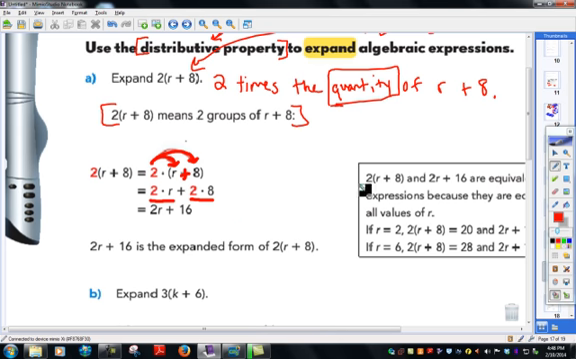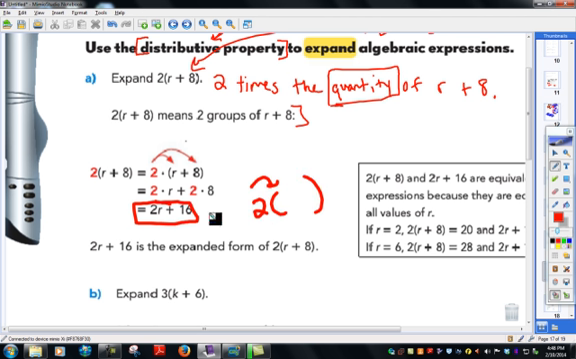Whereas if you remember, in chapter 2 or 3, you did the opposite. You took this, had to find the GCF, which is 2, and then think, okay, what would I multiply 2 times to get back to 2r? Well, it would be just r. What would I multiply 2 times to get to 16? Well, it would be 8. So now we're doing the opposite, I guess. We're expanding. We're actually distributing it through.